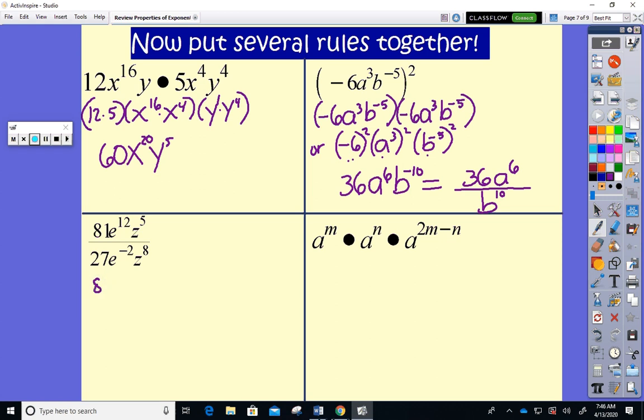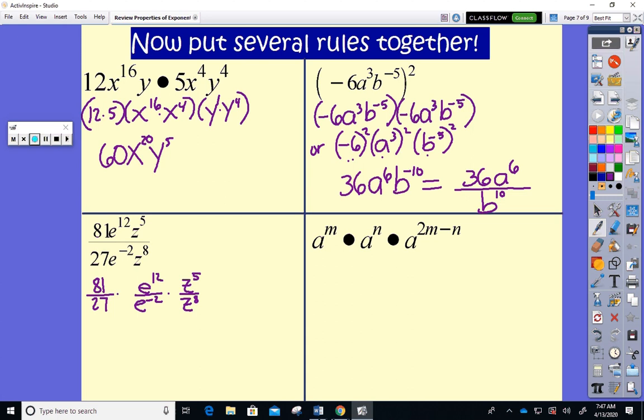I would need to think about it as 81 over 27 is one problem. e to the 12th over e to the negative 2 is another problem. And z to the 5th over z to the 8th is another problem. Okay? So you don't probably write that step actually, but you think about the problem in pieces that way.